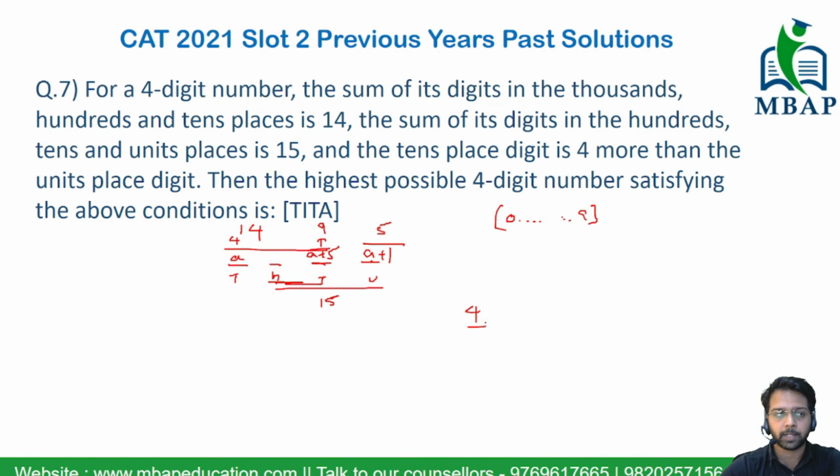So we understand that the thousands place is 4, the hundreds we do not know, the tens digit is 9, and the units place is 5. Now you want the first 3 numbers to add up to 14, and the last 3 numbers, starting from the units place, to add up to 15. You can occupy all the values from 0 till 9, but the only value which will satisfy this condition is 1. 4 plus 1 plus 9 gives you 14, 1 plus 9 plus 5 gives you 15, and hence the maximum value for this answer will be 4195. That's the final answer for this question.